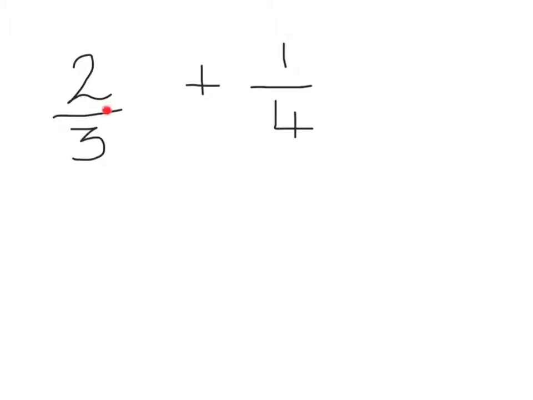This second example now asks me to add together 2/3 and 1/4. And on this occasion I've got two different denominators. I've got thirds and I've got quarters. In order for me to be able to add these two fractions up, I need first of all to turn them into a common denominator.